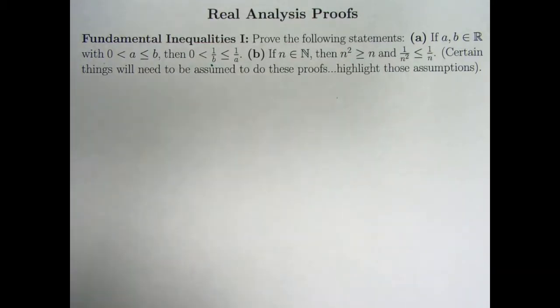Hi, this is my third video on doing real analysis proofs. In video number 1, I proved that square roots of non-perfect squares, if they are assumed to exist as real numbers, cannot be rational numbers. They must be what we call irrational.